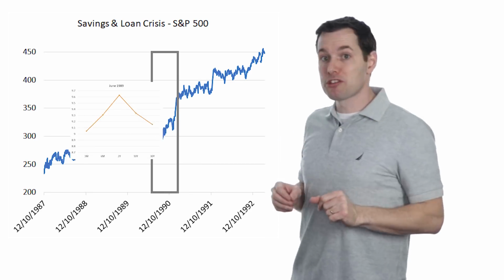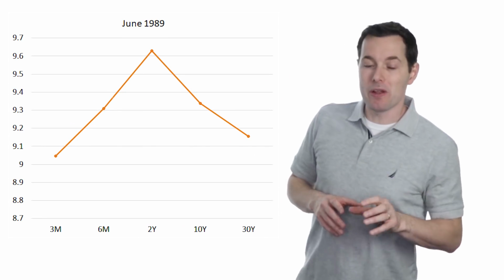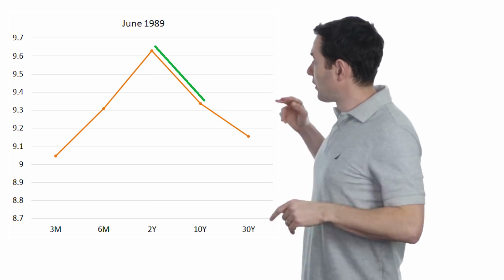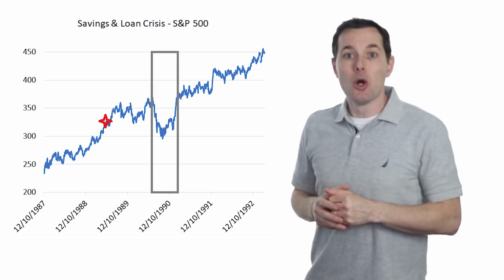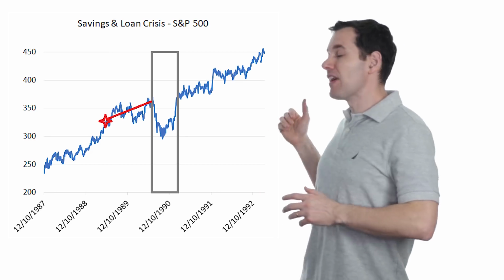Now, if we were to zoom in closer and look at the yield curve, this is what that looked like. What they were paying attention to at the time was the 2-year rate compared to the 10-year rate. But if we flip back to the S&P 500 chart for a second, we can see that the yield curve inverted more than a year before the eventual recession happened.